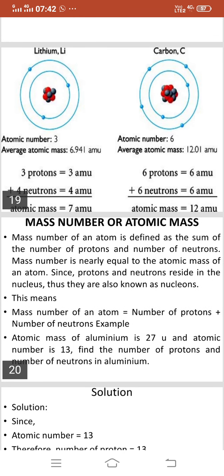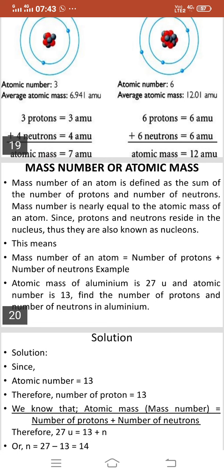Now the next concept is mass number or atomic mass. Mass number of an atom is defined as the sum of the number of protons and number of neutrons. Mass number is nearly equal to the atomic mass of an atom. Since protons and neutrons reside in the nucleus, they are also known as nucleons. This means mass number of an atom equals number of protons plus number of neutrons.